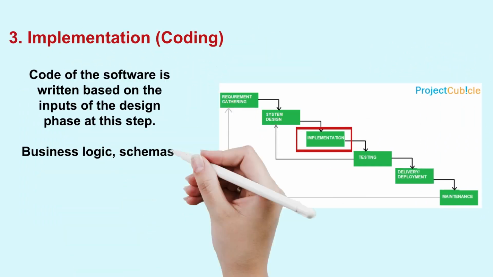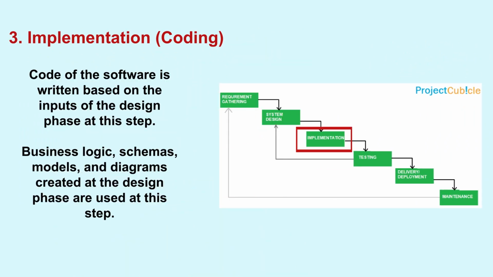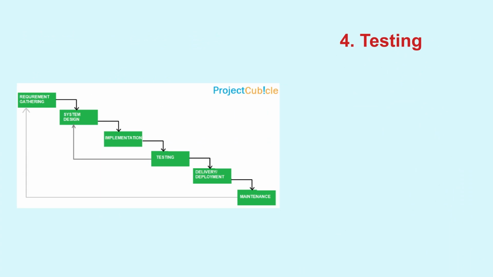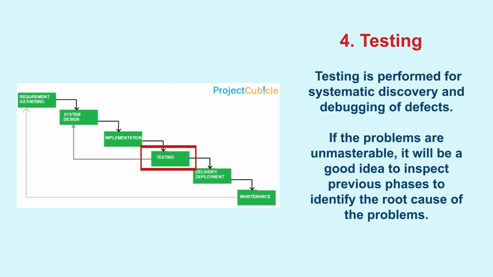Implementation. Code of the software is written based on the inputs of the design phase at this step. Business logic, schemas, models, and diagrams created at the design phase are used at this step. Testing. Testing is performed for systematic discovery and debugging of defects. If the problems are unmanageable, it will be a good idea to inspect previous phases to identify the root cause of the problems.